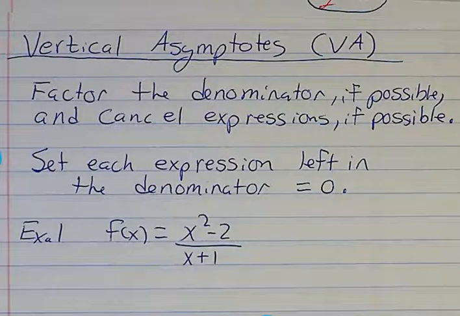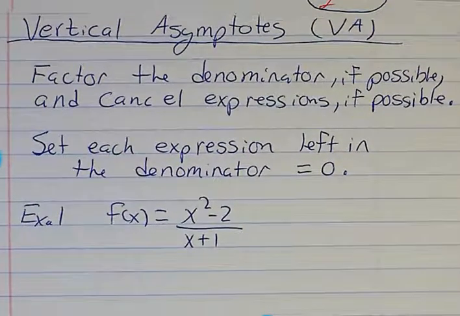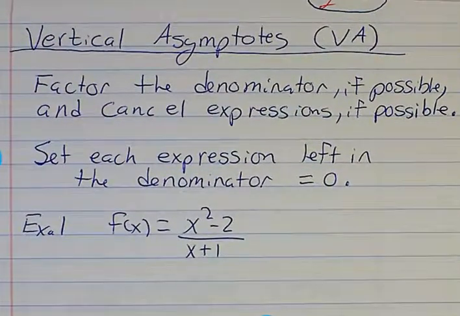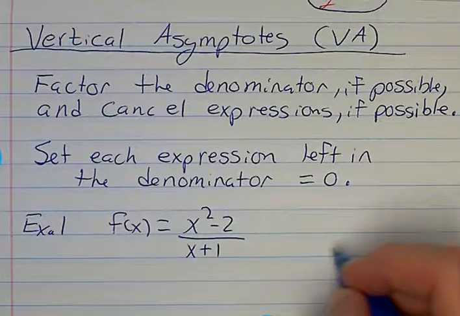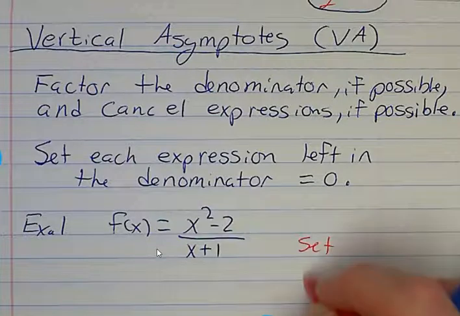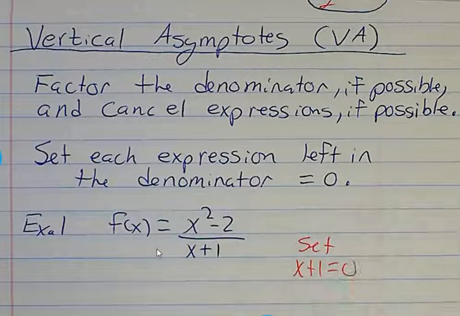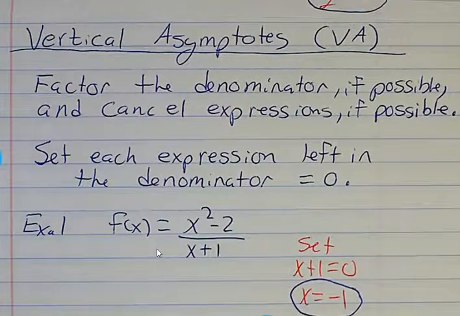All right. So let's show you 2 or 3 examples here, and then we'll wrap this thing up. We've got x squared minus 2 over x plus 1. There's nothing you can do to factor the denominator, so it's pretty much stuck here. So for that one, you just set x plus 1 equals 0, subtract 1 from both sides, x is negative 1. That's all you have to do.